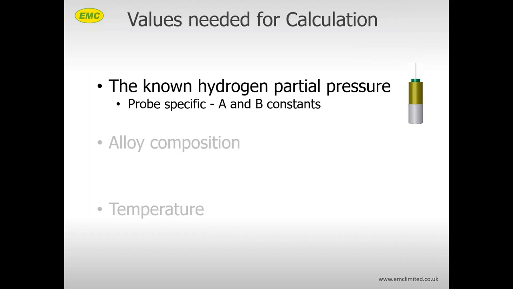Now, the known partial pressure within the sensor is probe specific and is determined when the sensor is manufactured. These are the so-called A and B constants. These are provided with each sensor, with each probe.